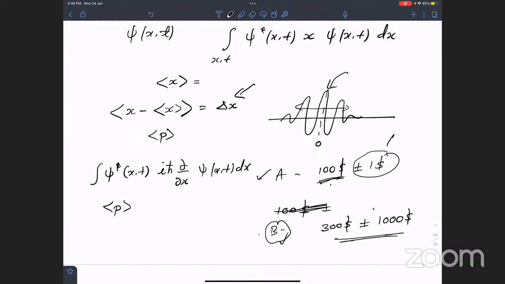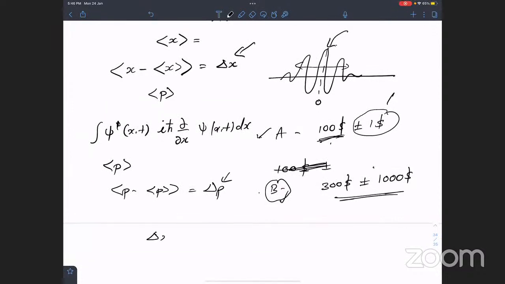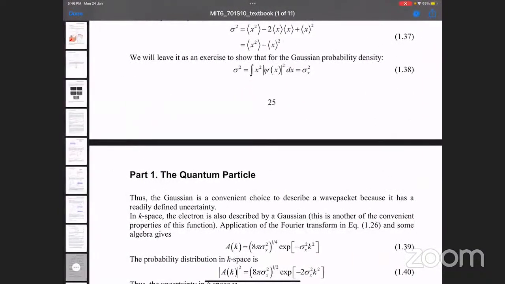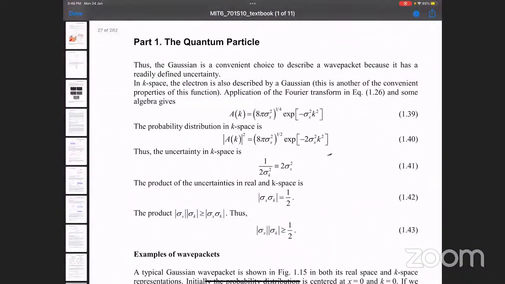Again, some particles will have 0 momentum, meaning they're not really moving, but their standard deviation of the momentum, p minus expected value of p, is delta p. This may not be 0. Now, delta x into delta p is always greater than or equal to h bar by 2, with h bar being h by 2 pi. This is your uncertainty principle. And the proof is here.